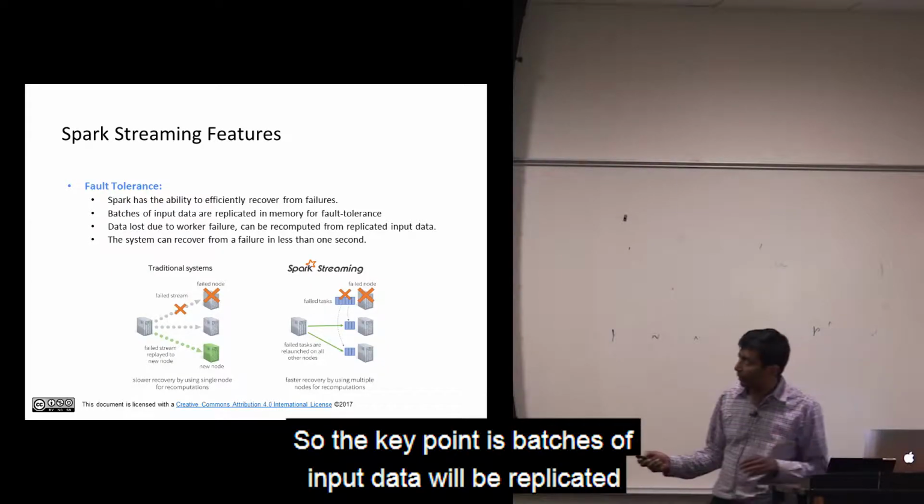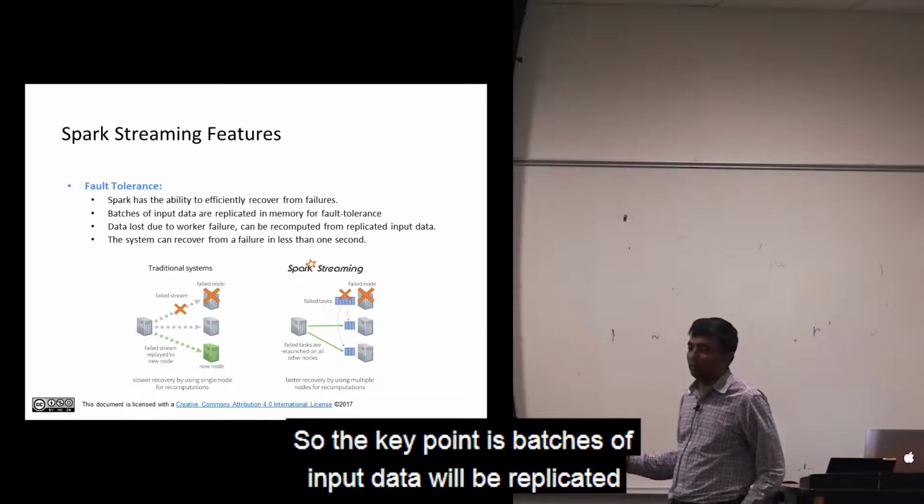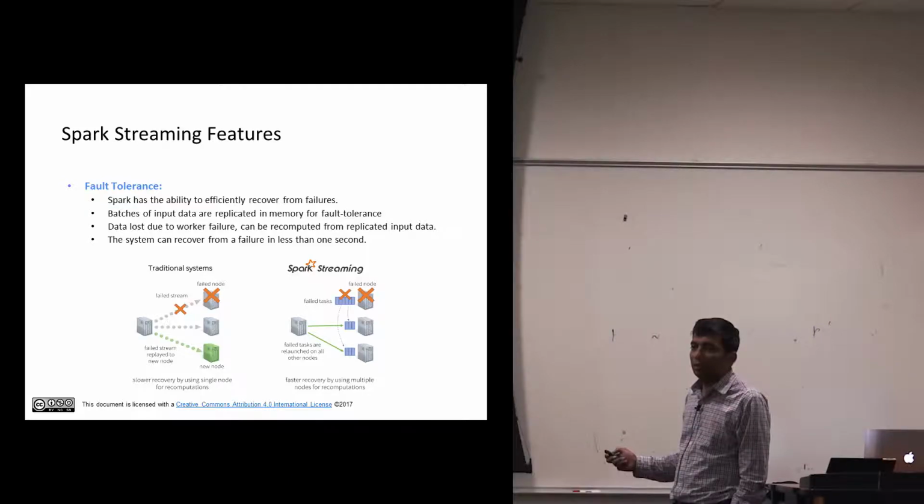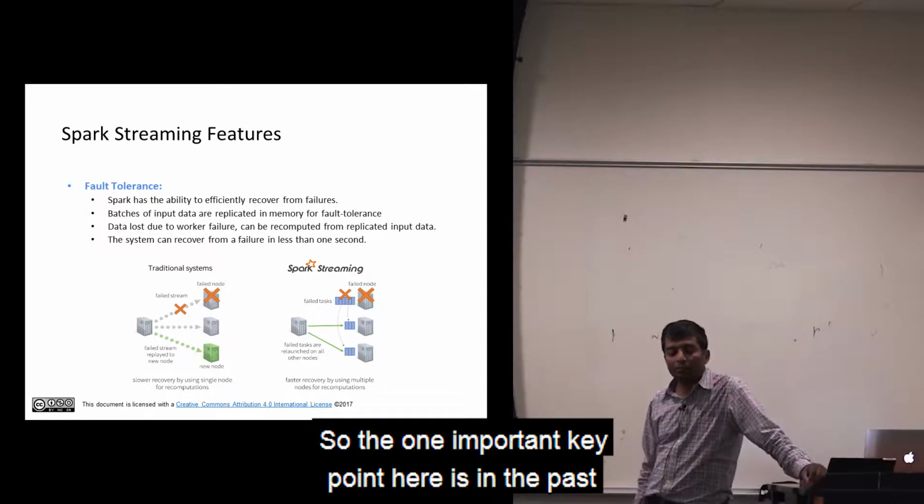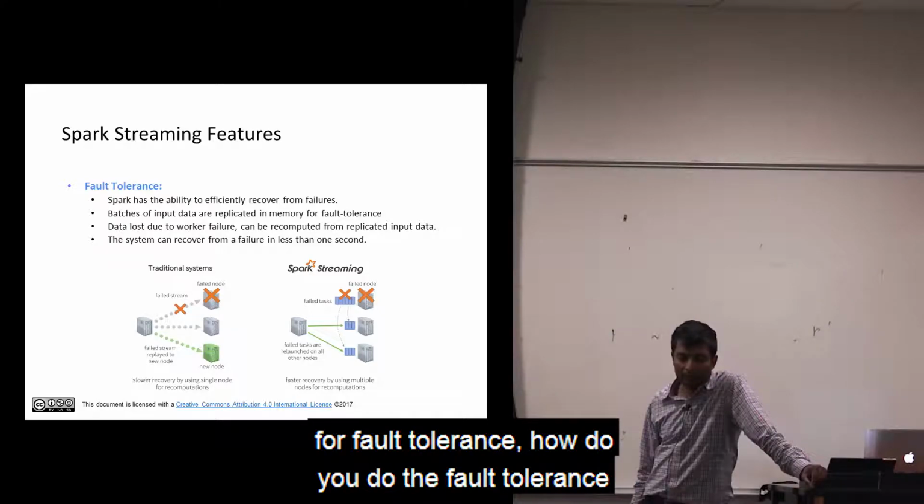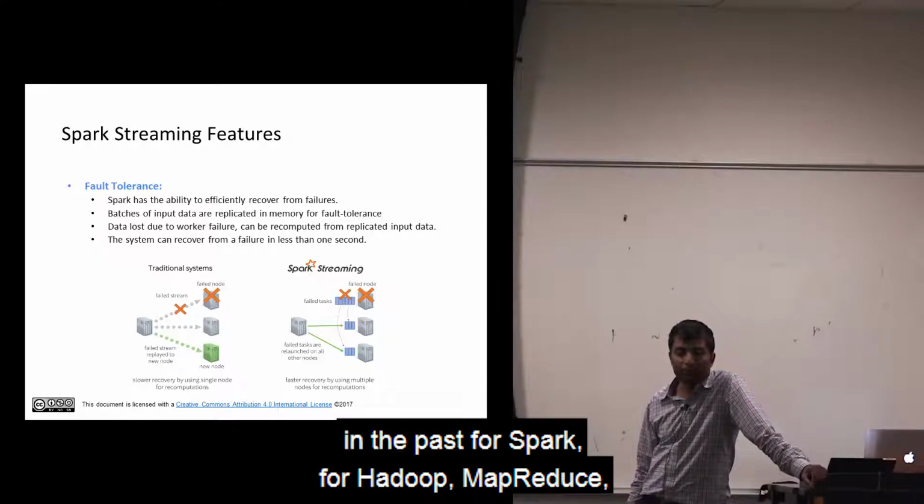The key point is that batches of input data will be replicated in memory for fault tolerance. So one important key point here is, in the past, how did you do fault tolerance in Spark?